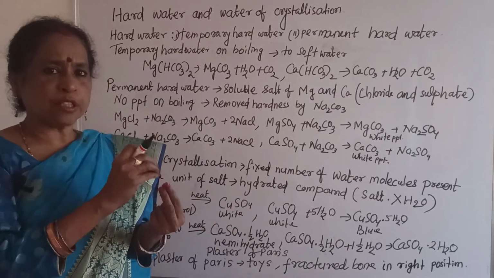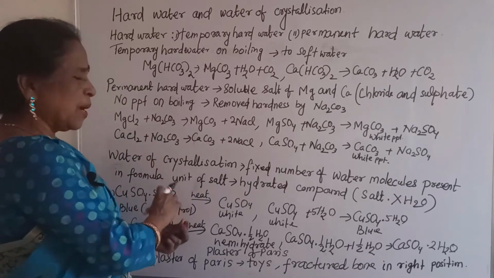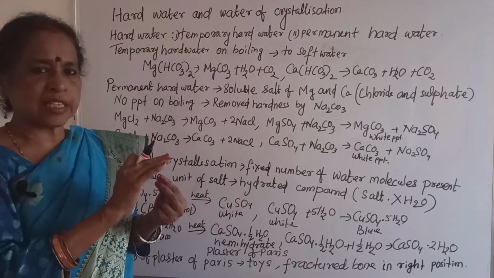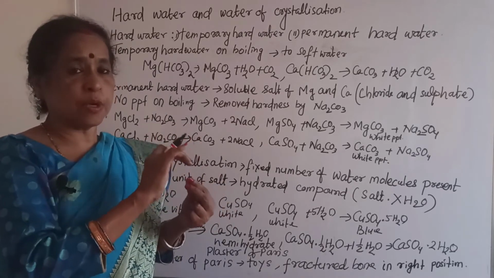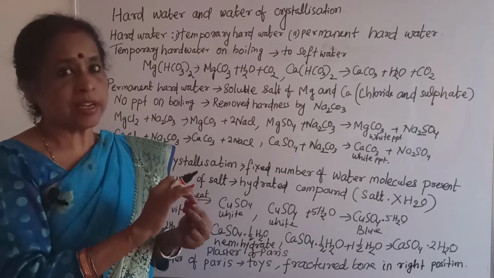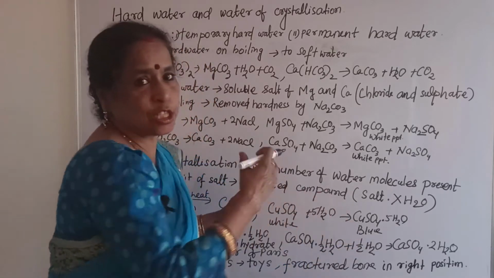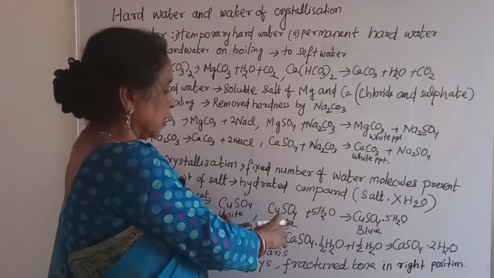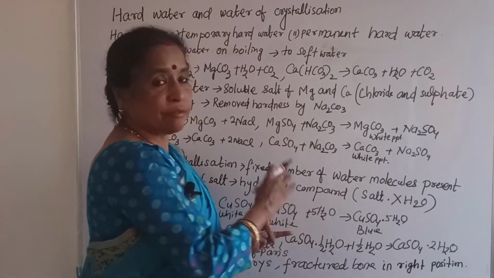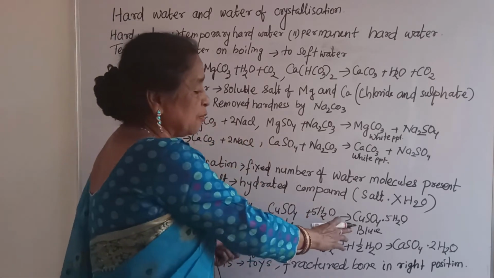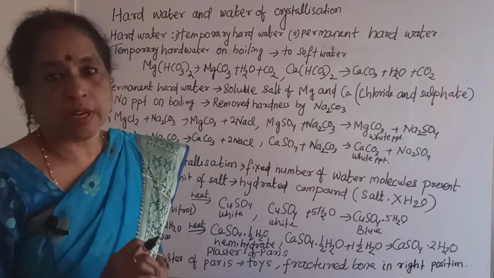That means you take copper sulfate in a test tube in the lab and heat it. The blue color gradually disappears and changes to white. Again, to that white anhydrous copper sulfate in a test tube, you add 2 or 3 drops of water, and immediately it changes to blue color. Why? Because the anhydrous copper sulfate takes 5 molecules of water, and it immediately changes to blue copper sulfate having 5 molecules of water of crystallization.